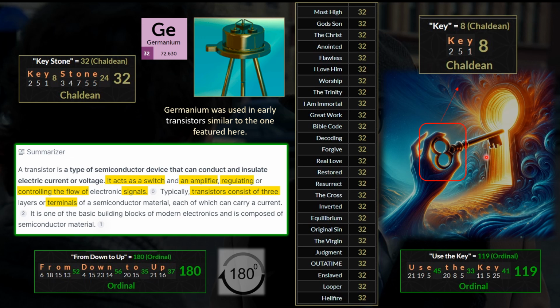And we see here I did some AI artwork showing the key going into a keyhole with the wonderful treasure sitting in behind it. And interesting, the ChatGPT put a number 8 on the key. I thought that was kind of neat. And the words use the key sum to 119, which is a number we see very, very much so in this decode.